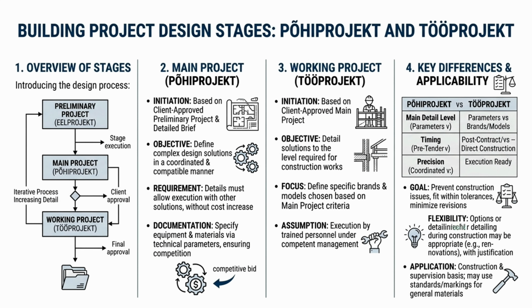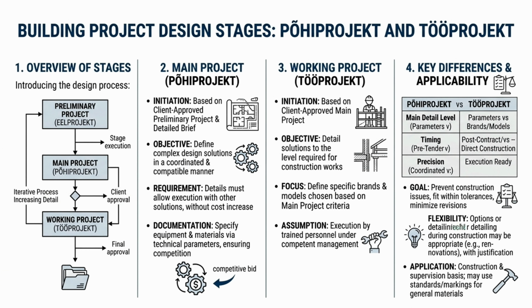The building project design process is divided into several key stages to ensure that construction runs smoothly, with each stage adding more detail and precision. The process starts with the preliminary project, called e-õppevara in Estonia. This is the initial concept phase where the basic ideas required are outlined and approved by the client. Once the preliminary project is confirmed, the next step is the main project, e-õppevara.